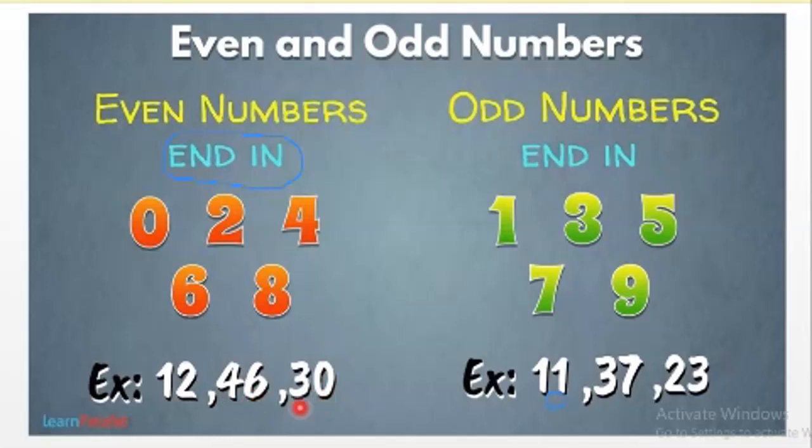How? Look at this in the example of 30. 3 is an odd number, but just have a look at the last digit, that is 0. So if the last digit is even, the whole number will be even. And the same in this example where my cursor is moving: 11, 37, 23. In this example, 23, you notice that 2 is an even number. But what you're going to do is just notice the last digit.